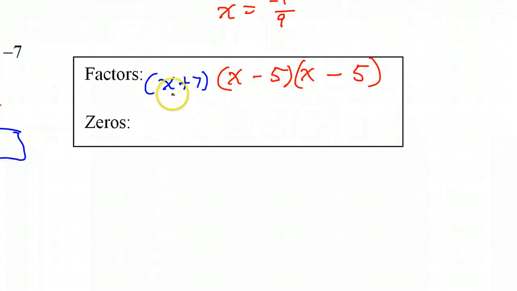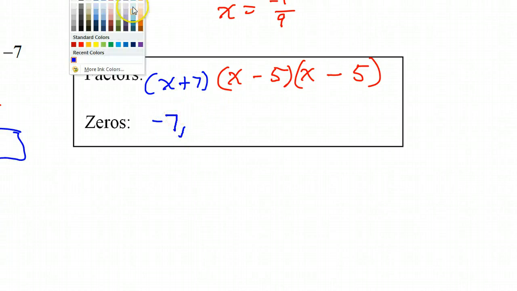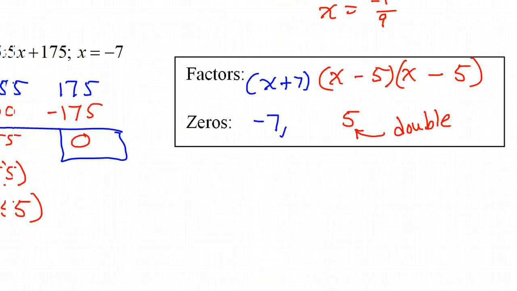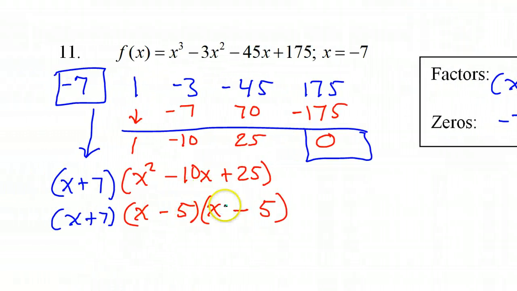Okay, and this came from a 0 of negative 7. This factor goes with a positive 5. And this also gives me a positive 5. Again, I am not going to write it twice. That's redundant. It's repetitive. I've already got the 5 listed. So instead of writing it twice, just write a note saying that it is a double. All right? That's how you show that it counts twice. Okay, that was it for number 11.